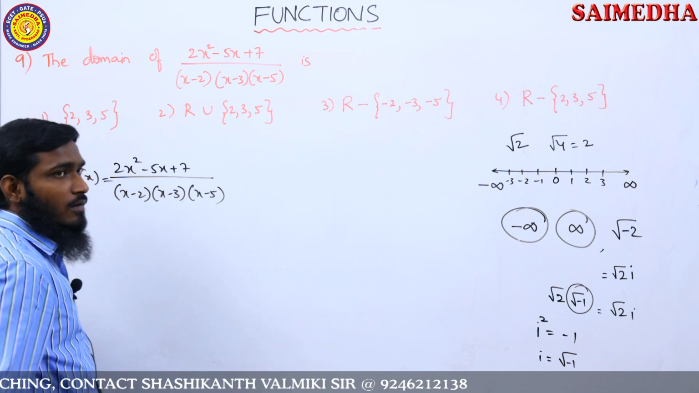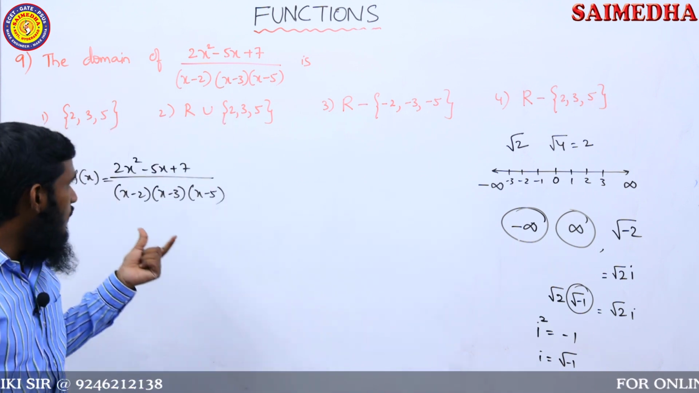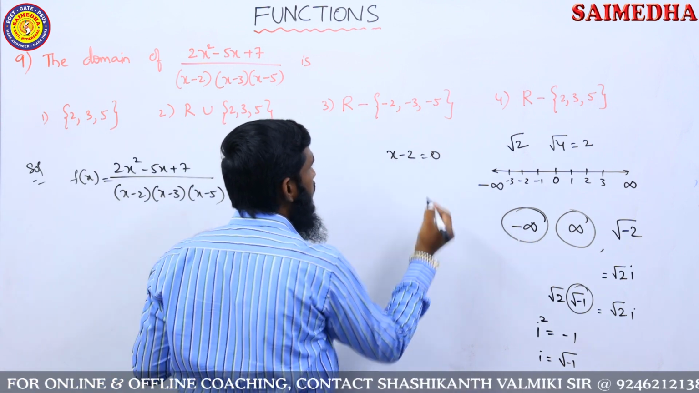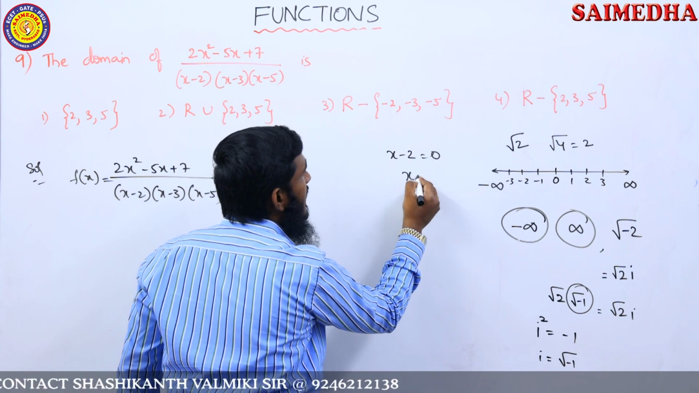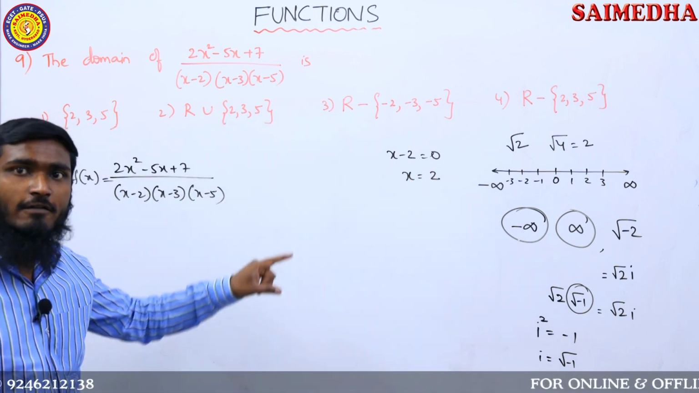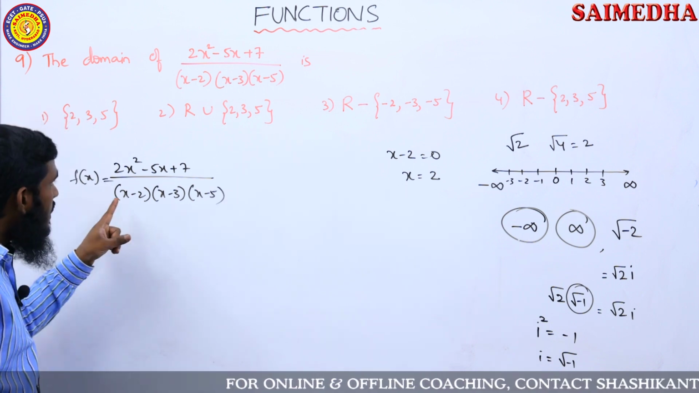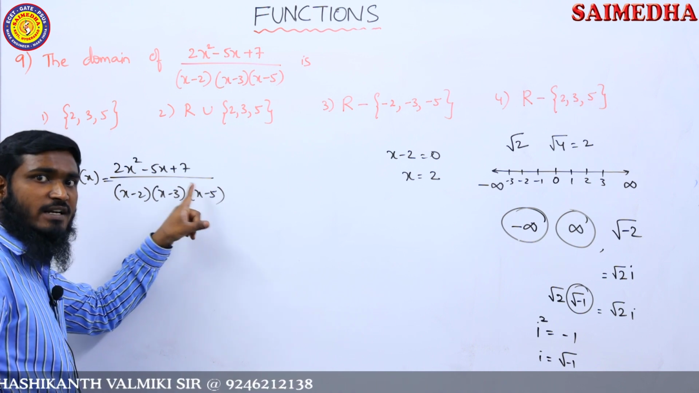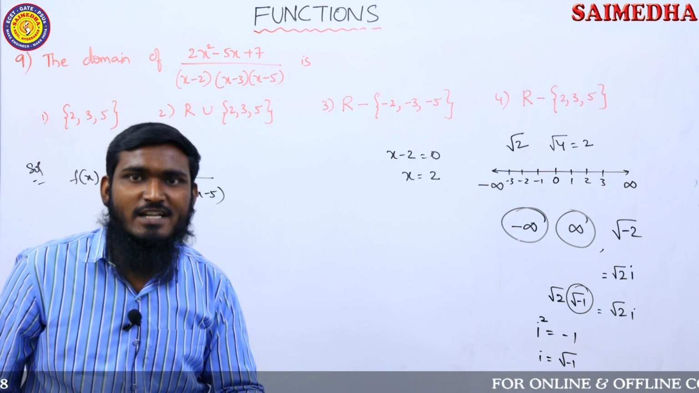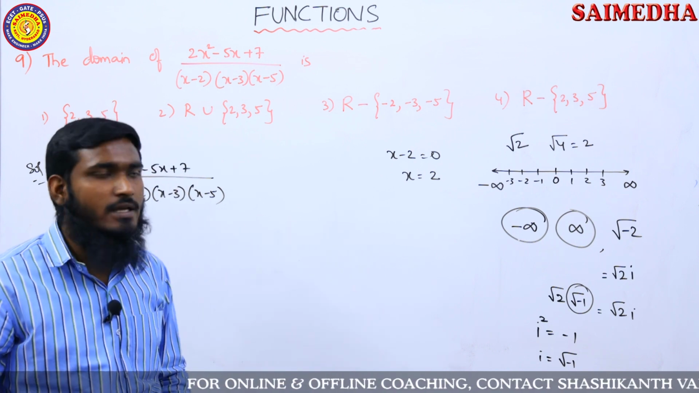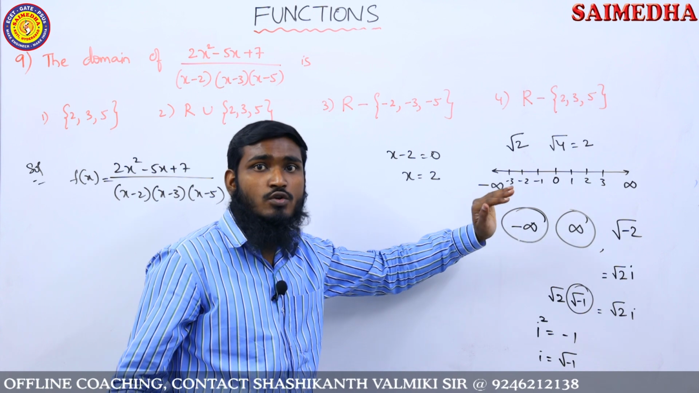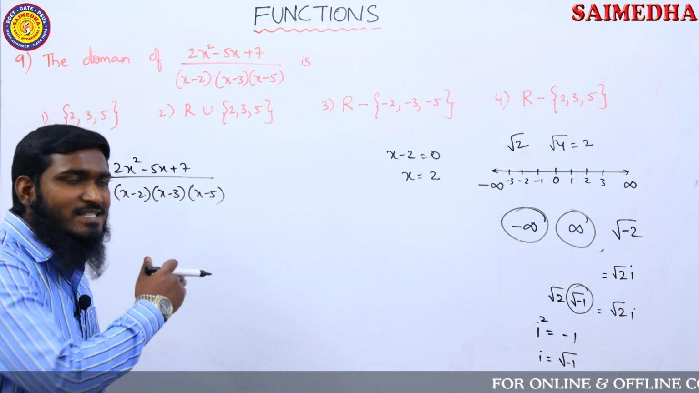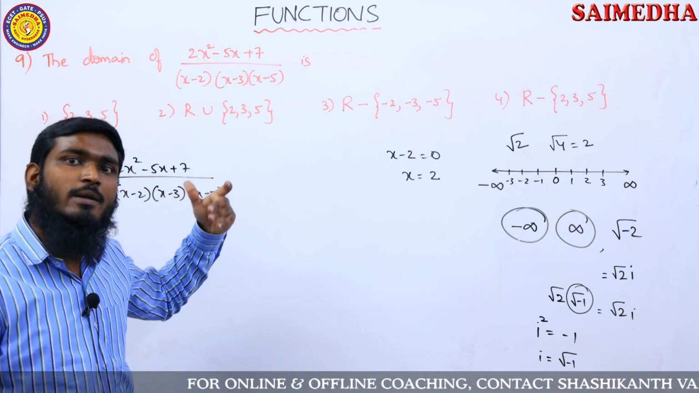This is the function. Now, as the denominator has 3 factors, we take the first factor, x − 2 = 0. So what is the x value? x = 2. Whenever we take x = 2, 2 − 2 = 0, and 0 into (x − 3) into (x − 5) means the denominator is becoming 0. When the denominator is 0, the value is infinity, which means it is not a real valued function. So we should not take that value. Except that value, the remaining values we can take.